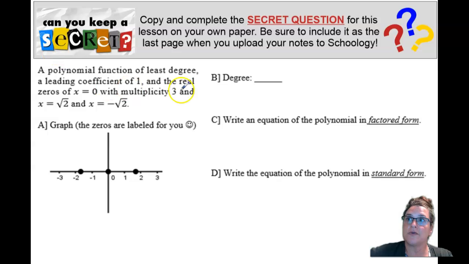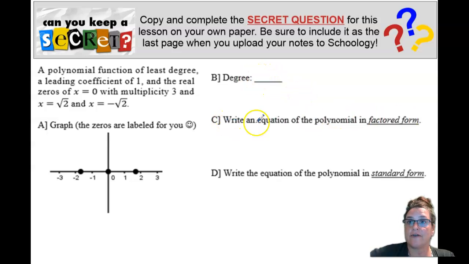You're going to write a polynomial function of least degree with a leading coefficient of 1 and real zeros of x equals 0 with multiplicity of 3. And then you've got your two irrational zeros here in a conjugate pair, x equals root 2 and x equals negative root 2. So we're going to sketch the graph. The zeros are labeled for you so you know where to put those square root of 2 and negative square root of 2. You're going to tell me what the degree is of the polynomial.